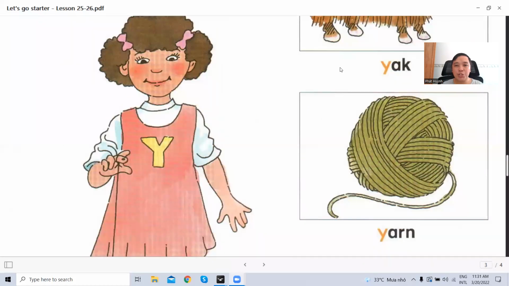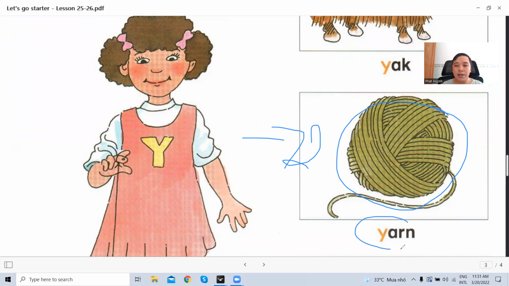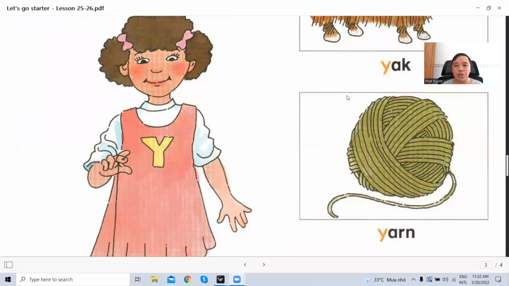Now take a look at the next picture, picture number two. What is it in Vietnamese? Đây là cuộn chỉ, cuộn dây khâu. So, yarn, yarn, yarn. Okay, that's good. So, what is yarn? Yarn là cuộn chỉ, cuộn dây khâu. Yarn.